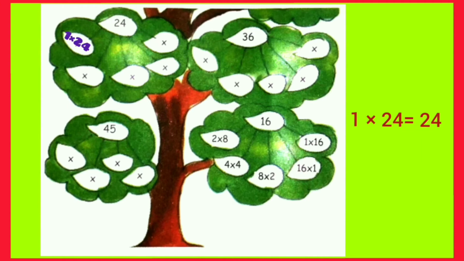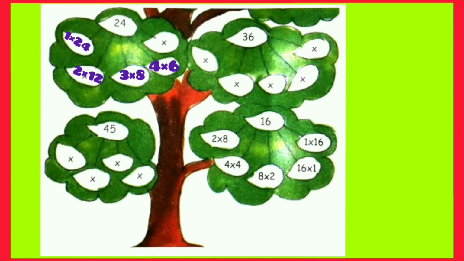Write 1 into 24. Next, second table. 2 into 12 equal to 24. Write 2 into 12. Next, third table. 3 into 8 equal to 24. Write 3 into 8. Next, fourth table. 4 into 6 equal to 24. Write 4 into 6. Next, fifth table.